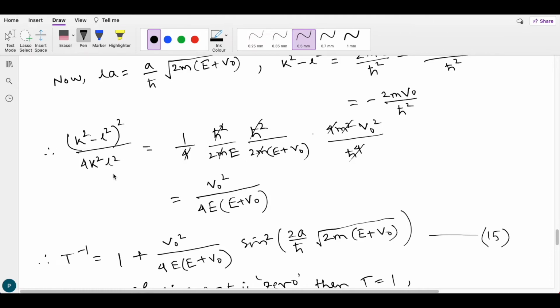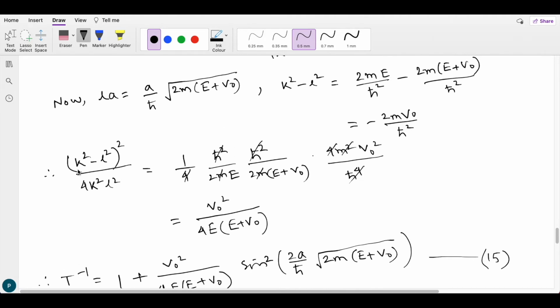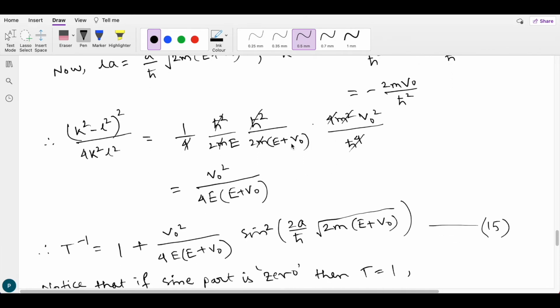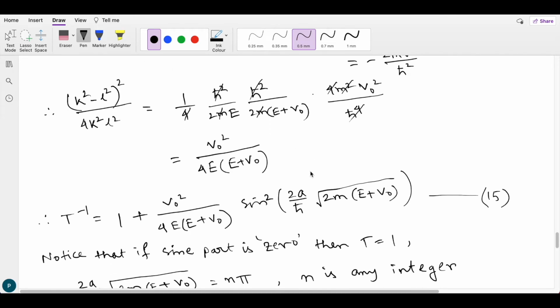Then we know k square is 2me by h bar square, so 1 by k square is h bar square by 2me, and 1 by l square is h bar square by 2m (e plus v naught), and we have just derived the expression for (k square minus l square) whole square, which is 4m square v naught square by h bar to the power 4. Then just after simplifying, we get v naught square by 4e into (e plus v naught).